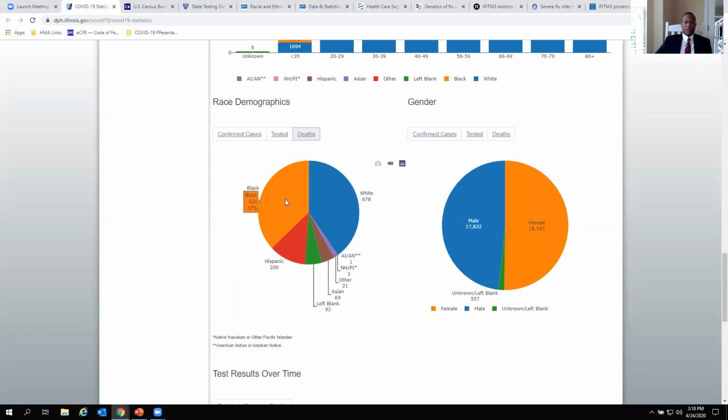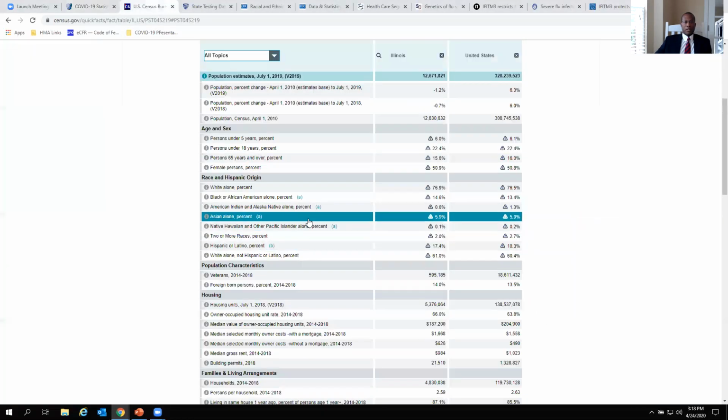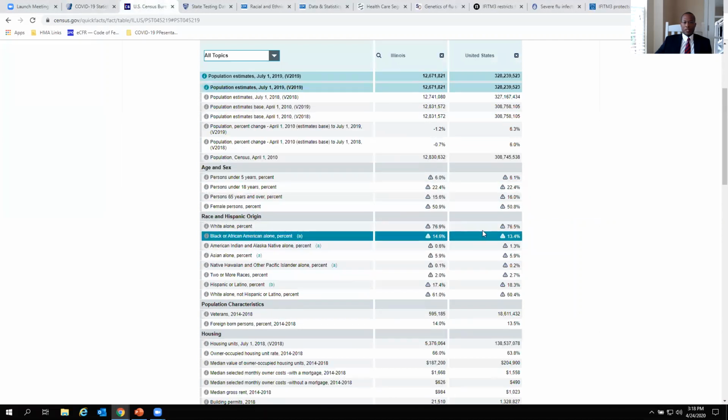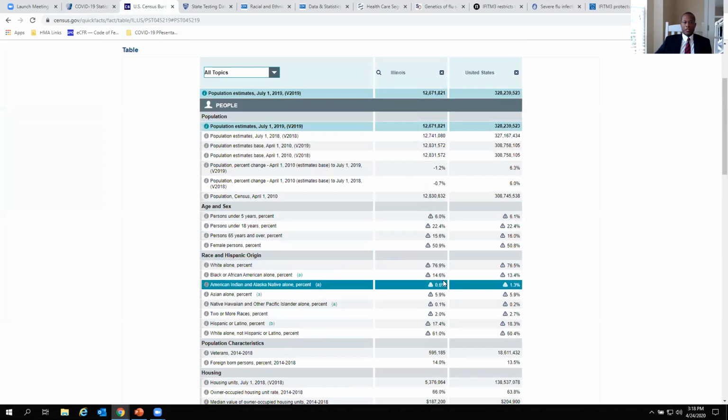So we have about 37% of the deaths in Illinois due to COVID-19 among Blacks, and about 40% among whites. And if we go back to the Census Bureau data and we're just looking at race and Hispanic, well, Blacks only make up 15% of the population, and yet, so 15% of the population here on the census data.